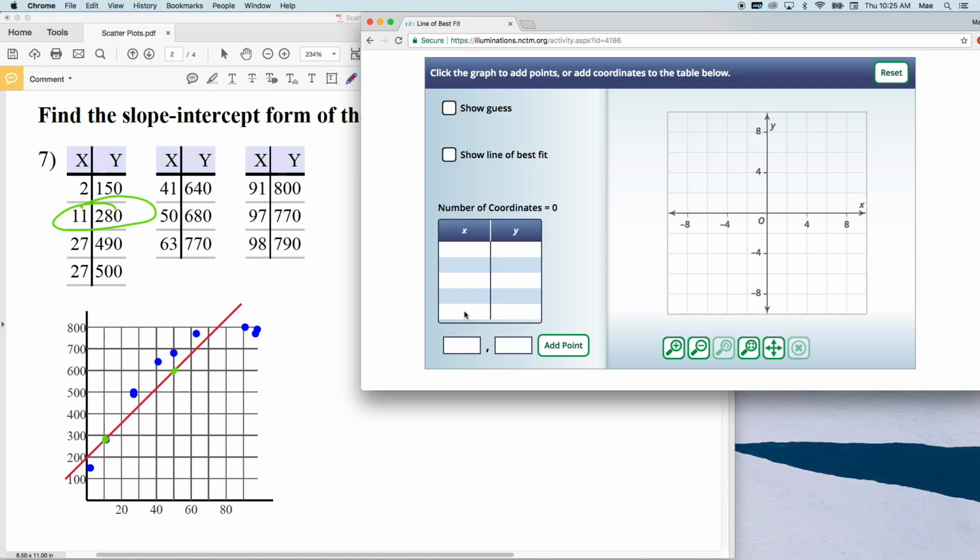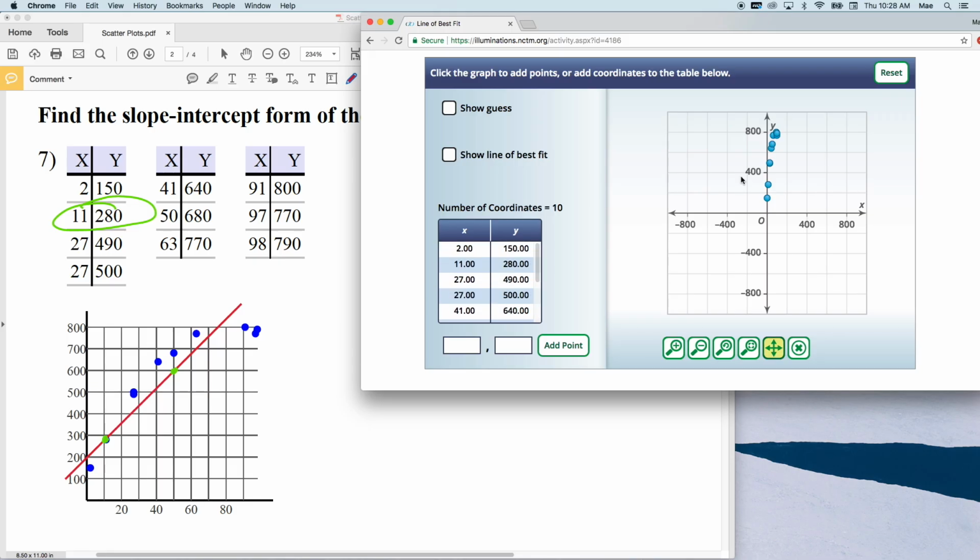So let's start by putting in our points. (2, 150) is our first point, and currently you can't see it, so let's zoom out a little bit. Our next point will be (11, 280), followed by (27, 490), (27, 500), and then continuing on with the rest of my points. You can see that I now have my 10 coordinates all within my table.